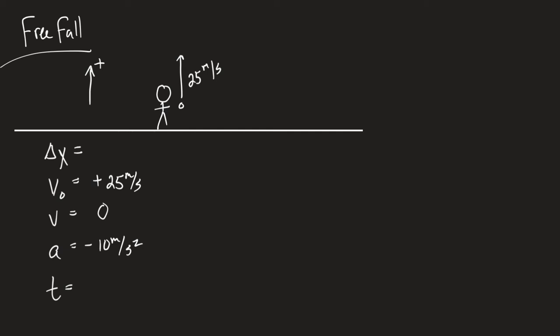Now, this is no longer interesting. You cross out the time, solve for something that has delta x and the rest of these variables in there, and you'll figure out how high this object goes. I don't want to minimize that, but that's the least interesting part, right? 0 minus 25 squared equals 2 times negative 10 delta x. 625 divided by 200, 31 and a quarter.